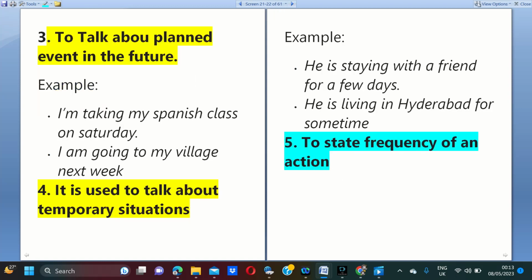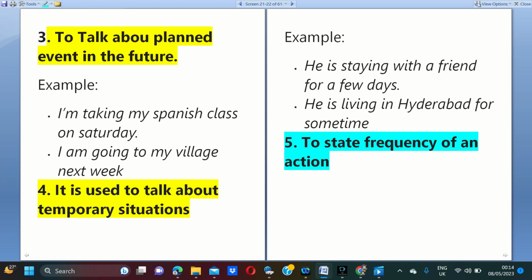Next, to talk about planned events in the future. Sometimes we plan events in the future while talking with our peers, our colleagues. We can use present continuous tense to say our future events. So, I am taking my Spanish class on Saturday. I'm going to my village next week. You can use this present continuous tense to talk about your planned future events.